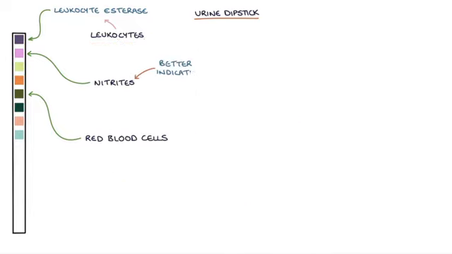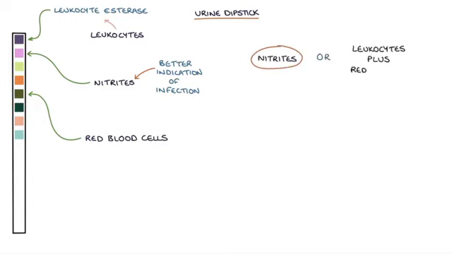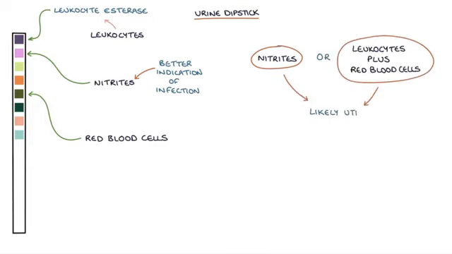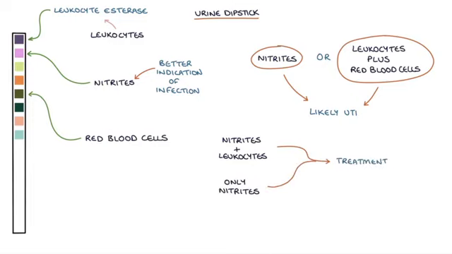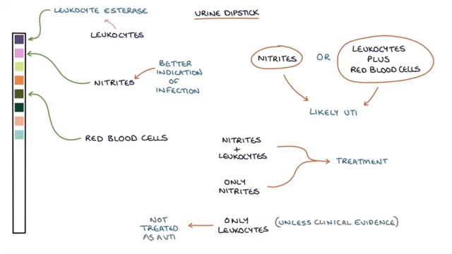Nitrites are a better indication of infection than leukocytes. The NICE clinical knowledge summaries from 2020 suggest that the presence of nitrites or leukocytes plus red blood cells indicate that the patient is likely to have a UTI. If both nitrites and leukocytes are present, the patient requires treatment for a UTI. If only nitrites are present, it's worth treating as a UTI. If only leukocytes are present, the patient should not be treated as a UTI unless there's clinical evidence that they have one.